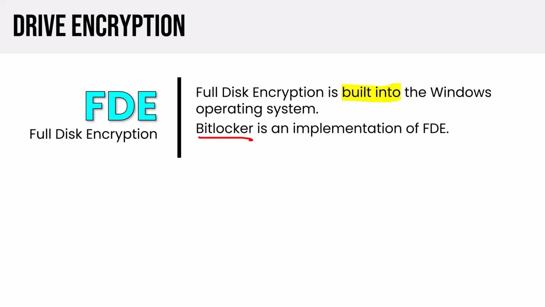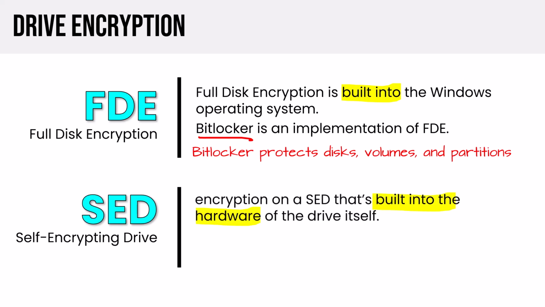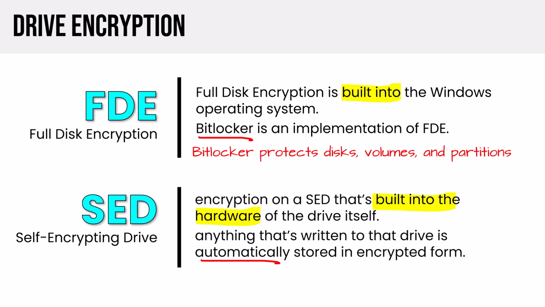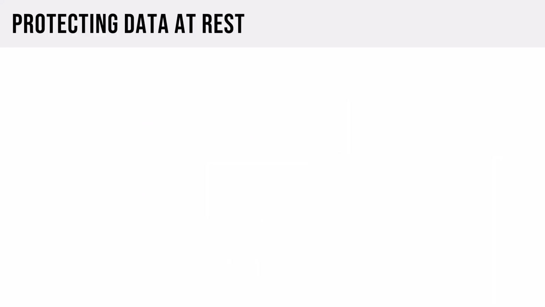That's BitLocker, and BitLocker protects disks, volumes, and partitions. Then there's a self-encrypting drive, which is encryption on a drive that's built into the hardware of the drive itself. Anything that's written to that drive is automatically stored in encrypted form, and a good self-encrypting drive should follow the Opal storage specification. So if we just go under the hood, we're really talking about protecting data at rest here.